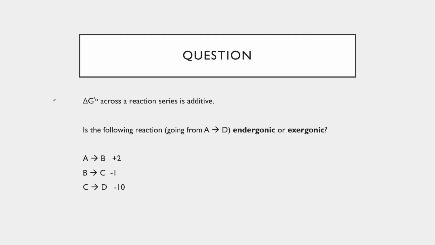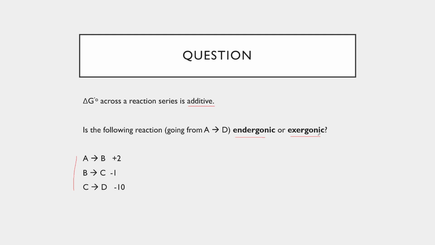So let's finish our discussion of delta G and energy transfers by looking at this question. If we look at delta G across a reactant series, we can say that they're additive, meaning that we couple endergonic reactions to exergonic reactions in order to move a reaction series forward. If we are given the individual delta G's for each of these reactions, can we answer the question as to whether this reaction series is endergonic or exergonic in nature?